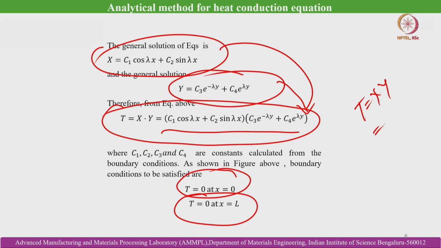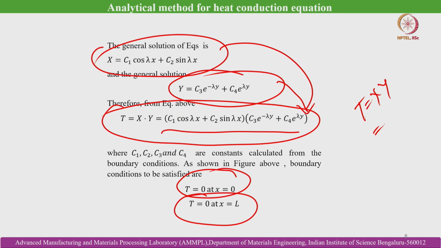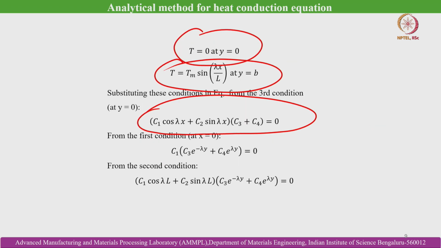Then we know that if x is equal to 0, then cos 0 becomes 1. So, then C1, and sin 0 is equal to 0. Here there is no x. So, then it will be C1 multiplied by C3 e to the power minus delta y plus C4 e to the power delta y is equal to 0, because x is equal to 0, t is equal to 0. So, this is the expression for t.